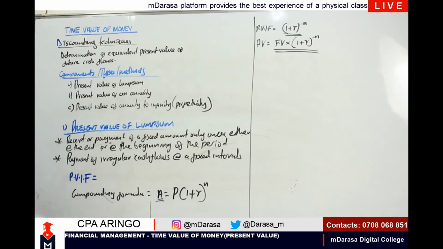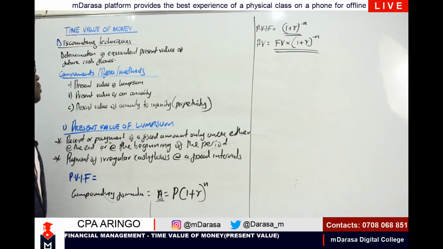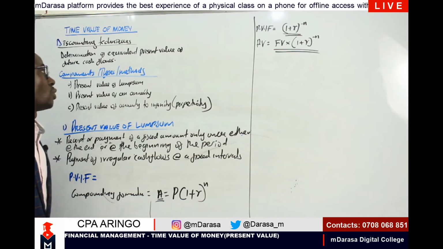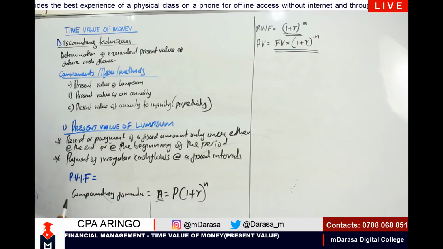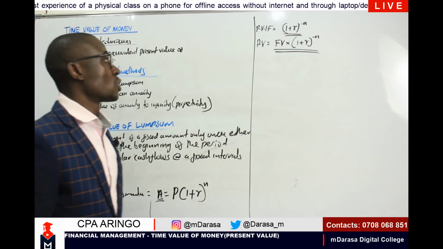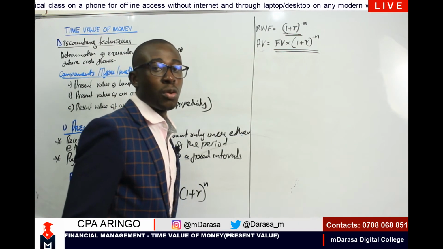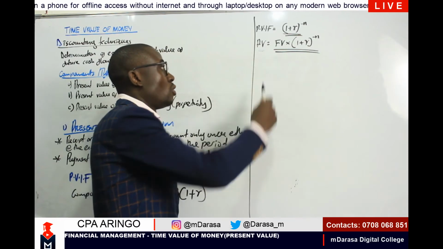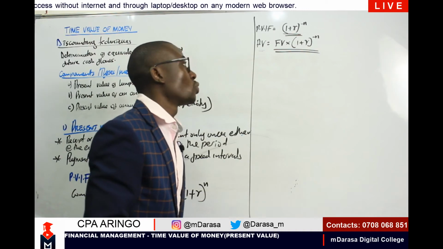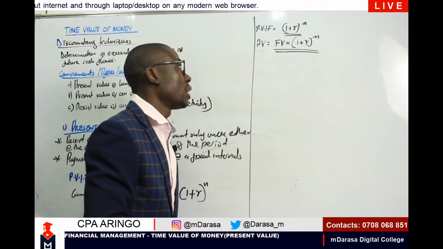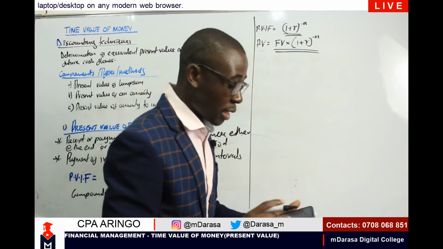We want to determine the equivalent of present value of future cash flows. So to determine our present value, if I'm talking of a lump sum amount, this should always be our formula. We are going to have a factor, which is a future value, the amount that we wish to determine. If it is either regular or irregular, we multiply by 1 plus r raised to power negative n.